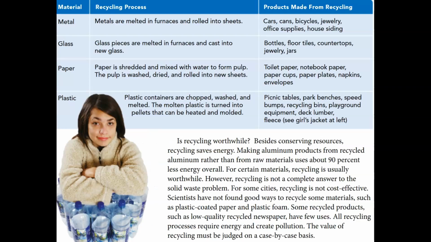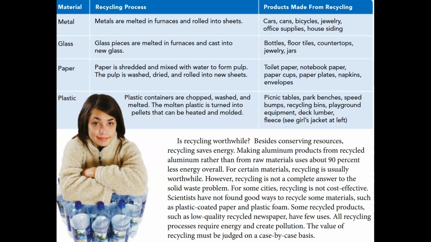Here we have a chart that shows the material, the recycling process, and the products that are made from recycling that material. We said our 4 major categories are metal, glass, paper, and plastic. So for metal, they're melted in furnaces and then rolled into sheets. And then products that can be made from that are cars, cans, bikes, jewelry, office supplies, house siding.